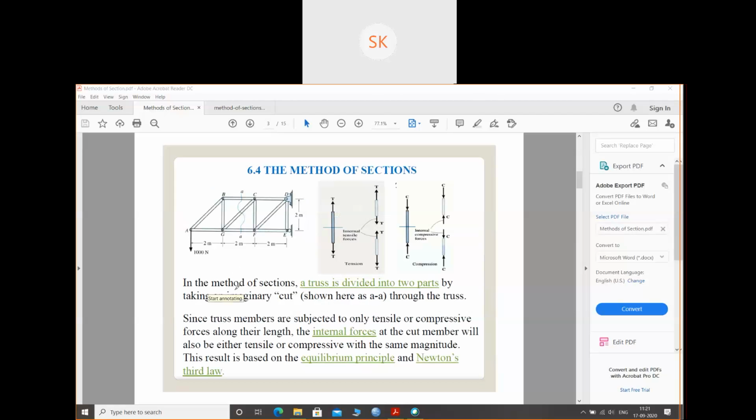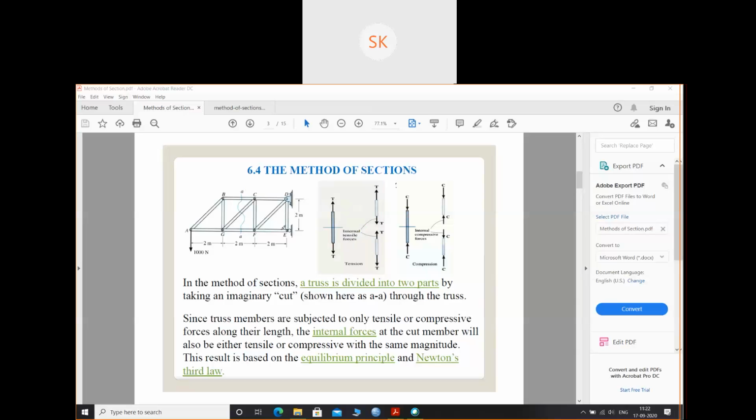In the method of sections, a truss is divided into two parts by taking an imaginary cut through the truss. So suppose this is a truss given to you. You have been asked to find out the force in the member GC. So what you have to do is take a cut section, considering that you are cutting the section so that it is cutting only three members, not more than that. Wherever you cut, you should always cut through those three members only.